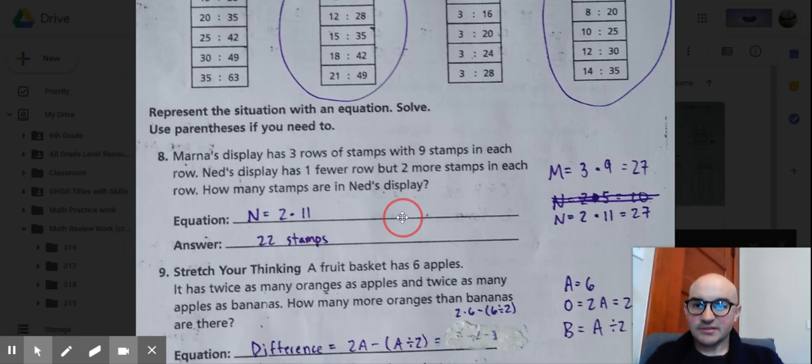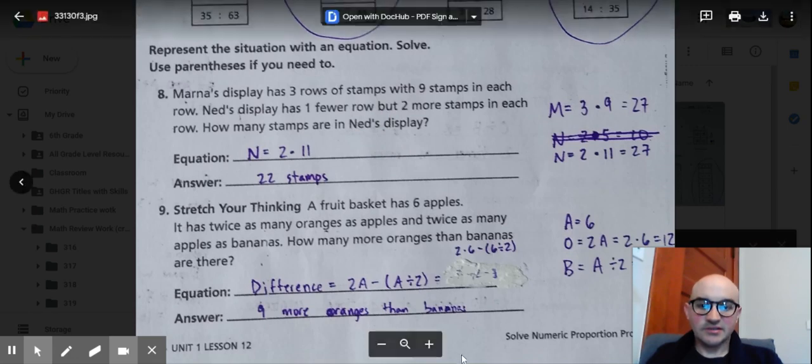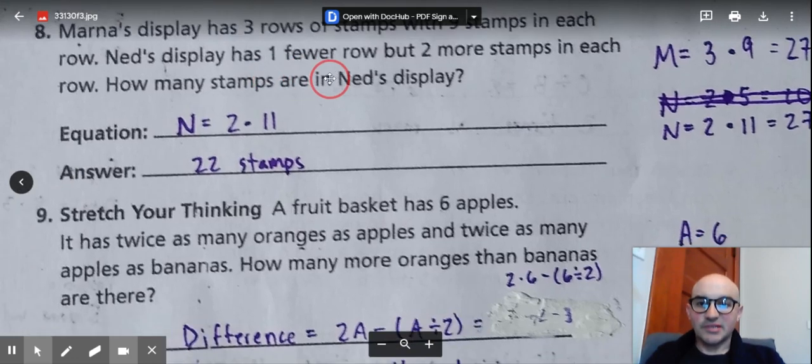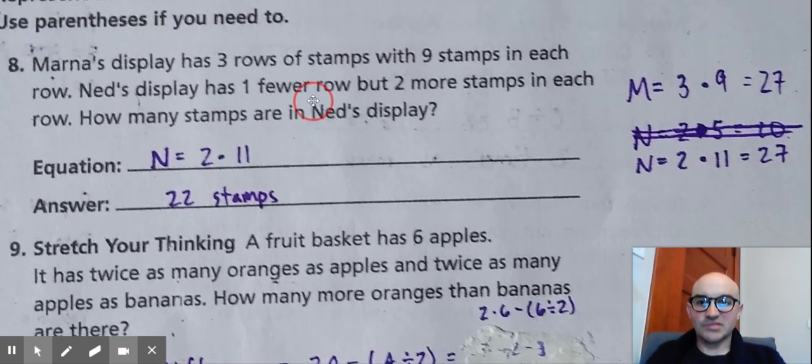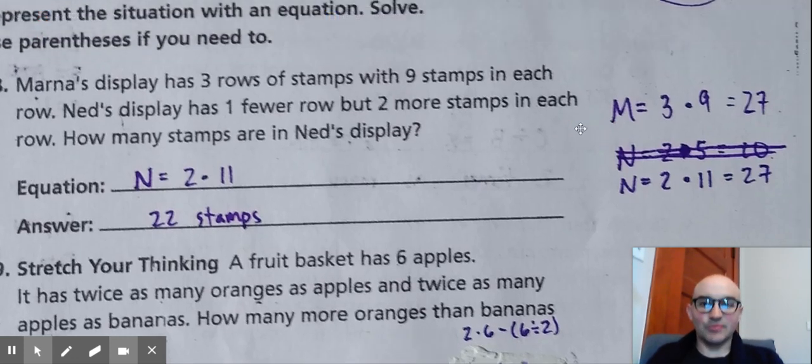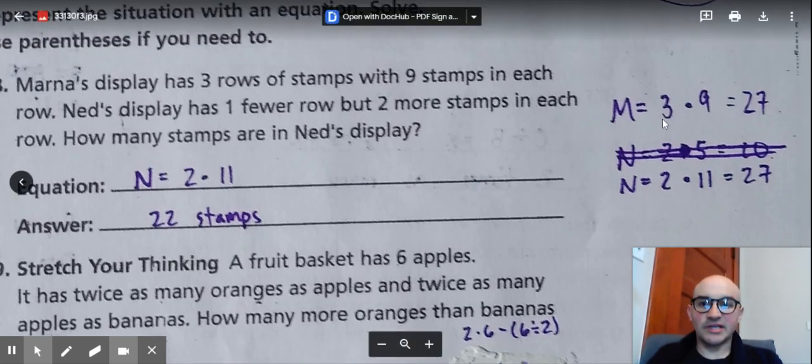All right, problem number 8. Marna's display had 3 rows of stamps with 9 stamps in each row. Ned's display has 1 fewer row but with 2 more stamps in each. So we're going to find out how many each of these people have. The first thing I do is I say Marna has 3 rows and 9 stamps in each row. So 3 times 9, and that would of course equal 27.